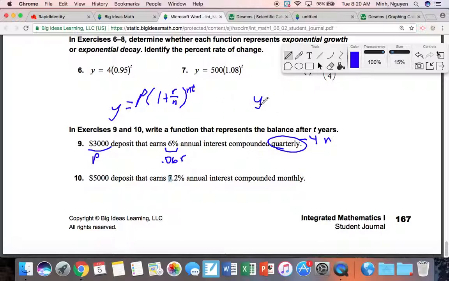So I'm going to say y is equal to 3,000 times 1 plus 0.06 divided by 4, to the 4t power. Notice the n shows up twice and it's the same number. And I will leave this here for you. Monthly means 12. This is our P. Our R is 0.072. And you guys practice writing it like this.